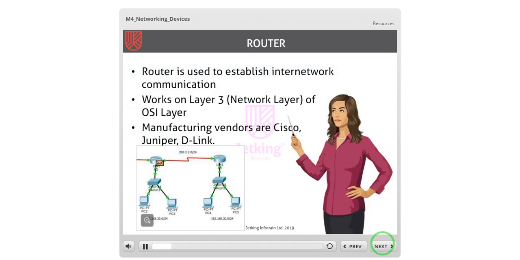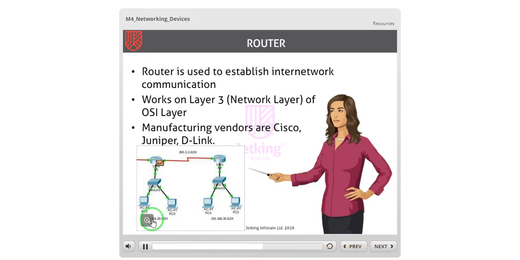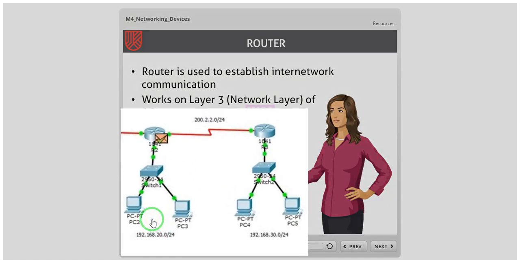A router is used to establish internetwork communication. A router works on layer 3 of the OSI model. Manufacturing vendors are Cisco, Juniper, D-Link. The image shows the network communication between multiple routers.